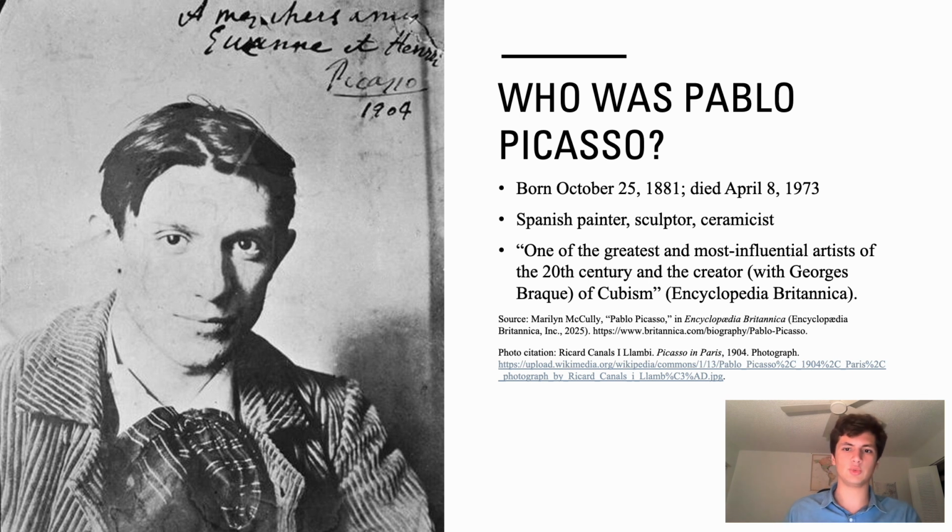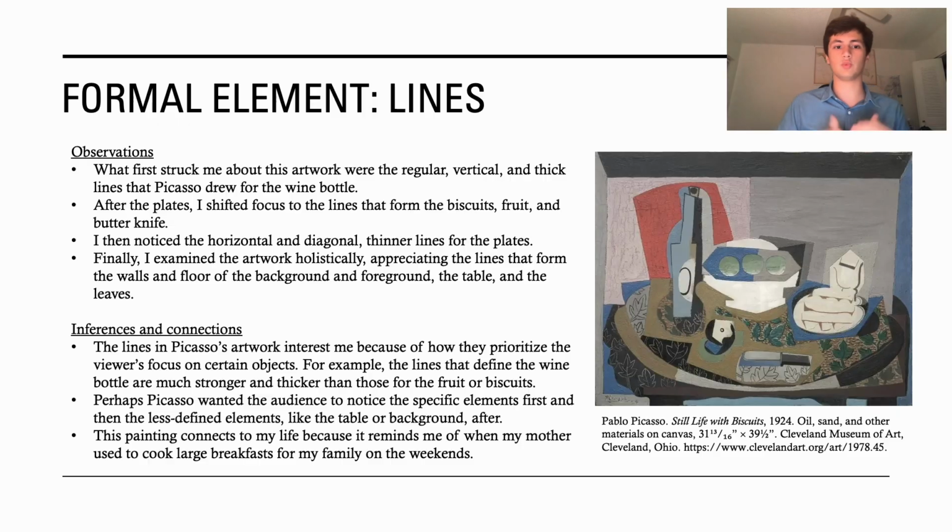Pablo Picasso was an extremely influential and talented artist from Spain. The formal element I chose to focus on were the lines in Picasso's artwork. What first strikes me when I look at this is the very defined, regular, thick lines for the wine bottle, and then the thick, defined lines for the butter knife, for the fruit and the biscuits. And then I take a step back and I see the less defined, more implied, less striking lines that form the walls and the floor, the leaves, the table.